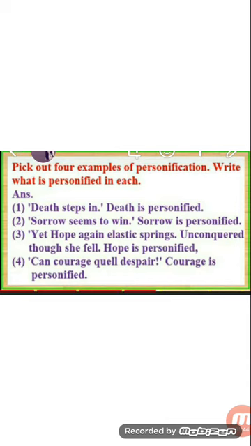Sorrow seems to win. Sorrow is personified because winning is also a human quality. Yet hope again, elastic springs, unconquered, though she fell. Hope is personified. See, elastic spring, that means regaining, falling, these are all qualities of a human being which are given to hope. Hope falls, then rises, then recovers. So these human qualities are given to hope. That means this is also personification. Hope is personified. Next is also the same. Can courage quell despair? Courage is personified. Fine, I hope you all have understood. Let's see what is next.